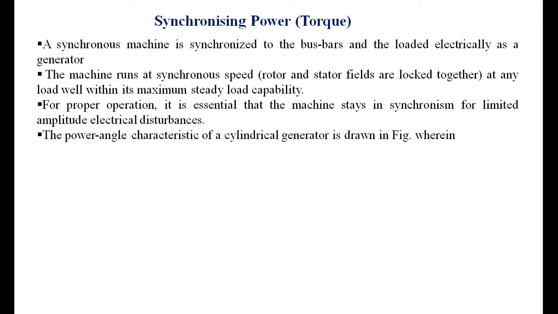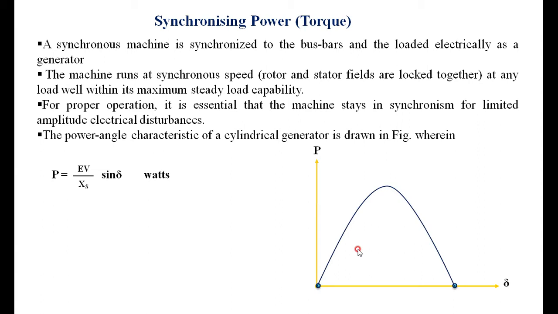The power angle characteristics of a cylindrical generator is drawn here. We know that the power angle equation is given by EB by XS sin delta, neglecting the resistance part here. If you draw the power angle characteristics, you get this curve. The maximum value, the steady state limit, is given by P max, which is nothing but EB by XS, when sin delta becomes 1, that is, delta is a maximum of 90 degrees. That is the maximum power capability of an alternator connected in parallel.